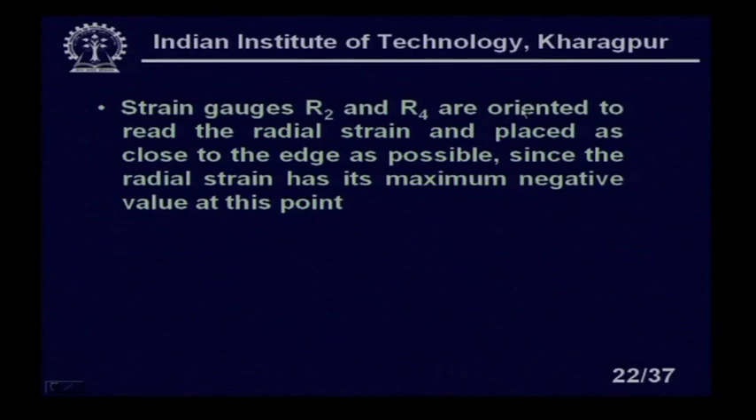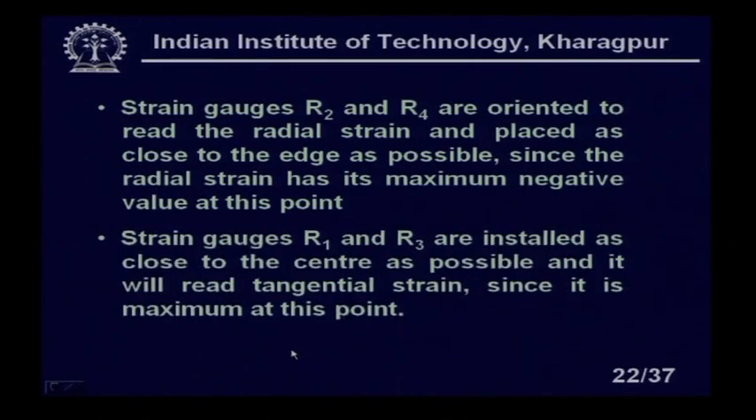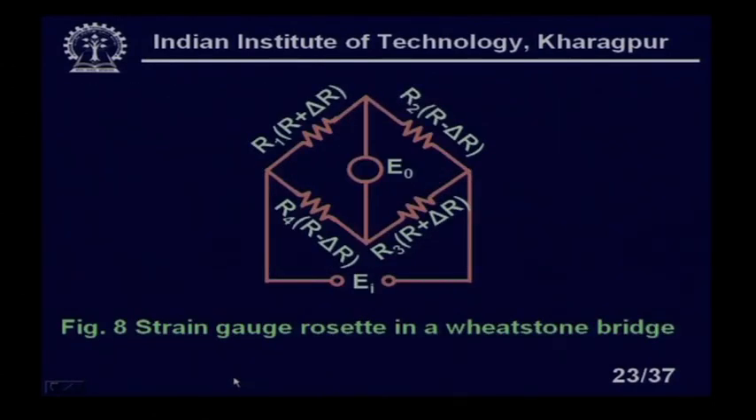Strain gauges R2 and R4 are oriented to read the radial strain and are placed as close to the edge as possible, since radial strain has maximum negative value at this point, as I told you earlier. Strain gauges R1 and R3 are installed as close to the center as possible and will read tangential strain, since it is maximum at this point. You see this is our strain gauge. R1 and R3 sense the tangential stress, R2 and R4 sense the radial stress, which is compressive, so it will be negative. So resistance values are decreasing here, increasing there; all are active gauges.